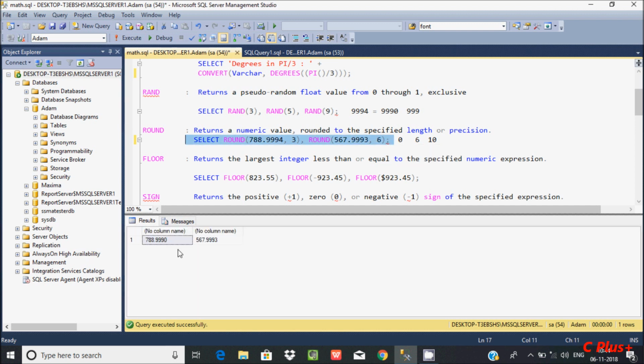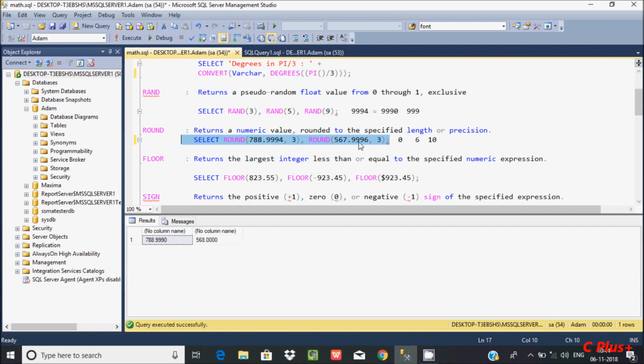Now execute that. See here 5, 6, 7. Sorry, not here, this is the precision part. Now here I'm going to give 6. Now let's execute that. See here, it's 5, 6, 8.